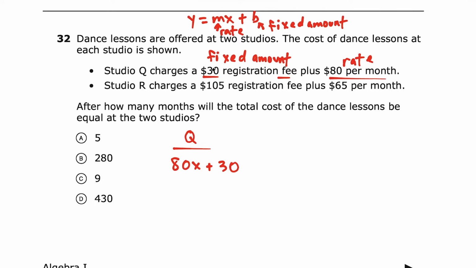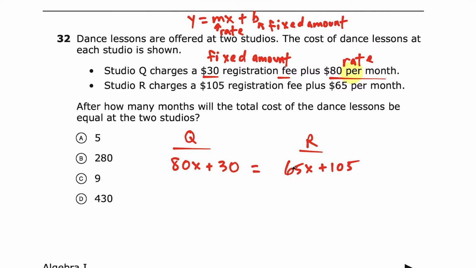Because, once again, the registration fee is the fixed amount, and the rate here is going to be $80, all right? The giveaway phrase for the rate is the word per, $80 per month. So that's telling us the rate of change with respect to time as time goes on. So now I'm going to say this is equal to the expression for R. We have the rate here is $65 per month. So we would say 65x and then plus 105.